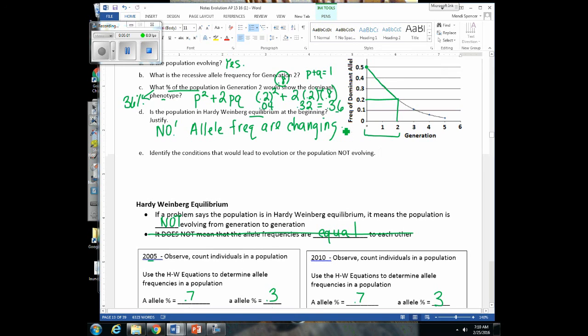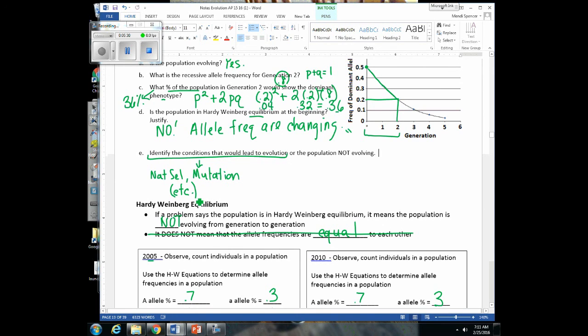So for E, it says, identify the conditions that would lead to evolution or the population not evolving. Well, we know that the population is evolving. So what could be causing the population to evolve? That's going to be those different agents of evolution. So we could list natural selection, mutations, gene flow, genetic drift, artificial selection, sexual selection, etc. Those are the things that cause populations to evolve.